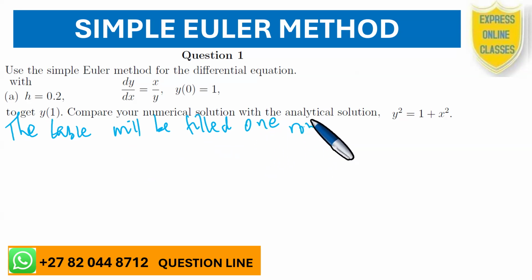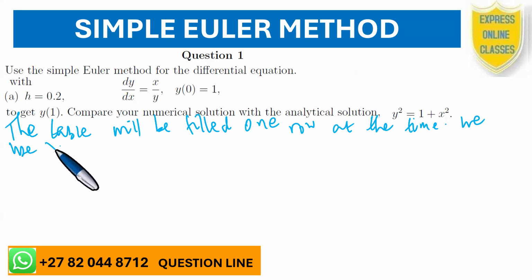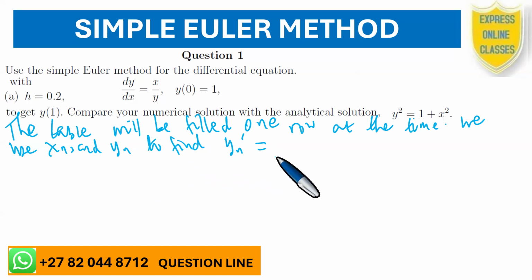In one row, for example, we use x sub n and y sub n to find y n prime, which equals f of x n, y sub n.